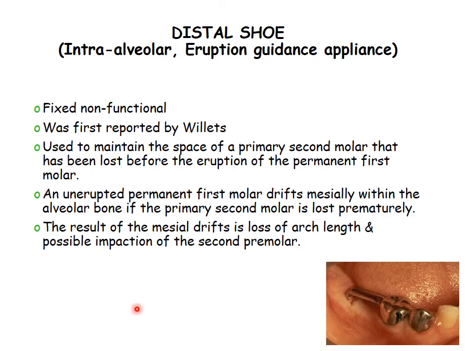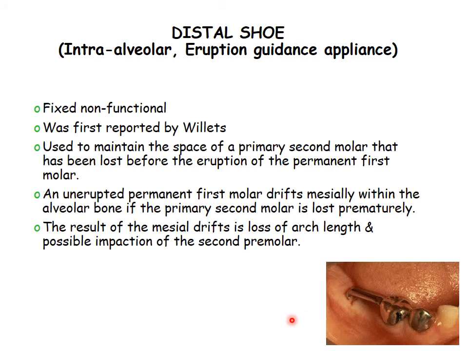So the next appliance which we'll be learning about is the distal shoe space maintainer. It is also called intra-alveolar or eruption guidance appliance. The name itself suggests that it is intra-alveolar, going inside the bone and guiding the eruption of the tooth. It guides the eruption of the permanent molars. So it is a fixed and non-functional appliance, first reported by Willits.